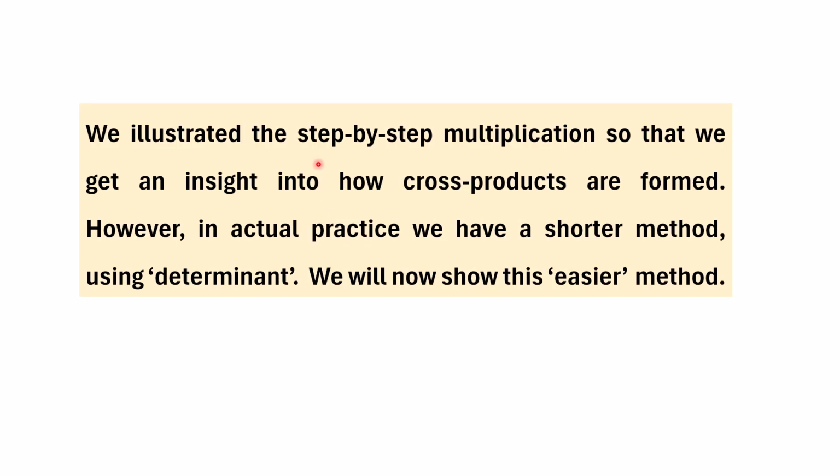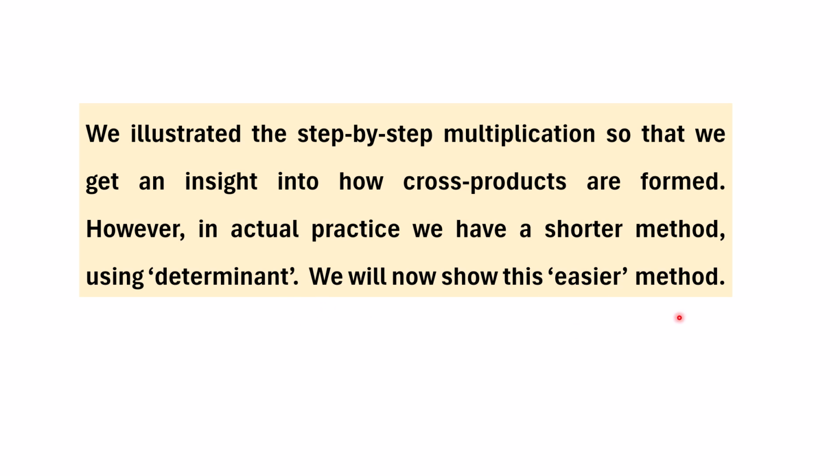We illustrated the step-by-step multiplication so that you get an insight into how cross products are formed. Why we put plus sign, why we put minus sign, how i into j becomes k, how j into i becomes minus k. In order to get your concept clear, we did the step-by-step multiplication. But in actual practice, we have a very shortcut method using what we call the determinant. Don't worry if you don't know the meaning of determinant, it is very easy.